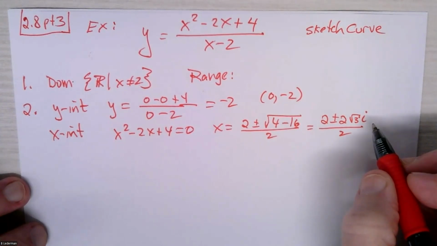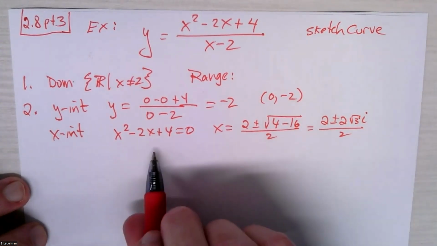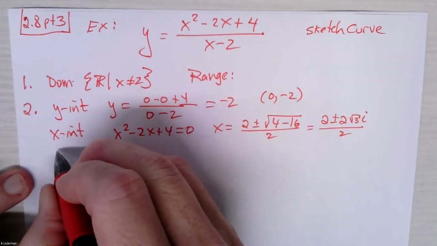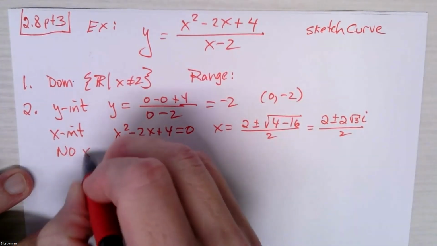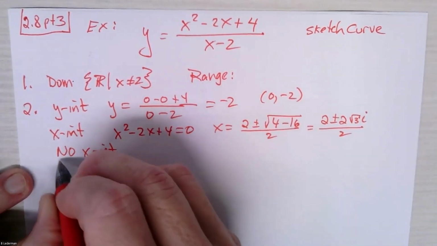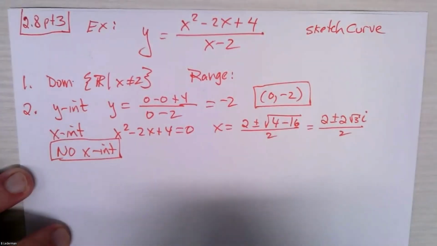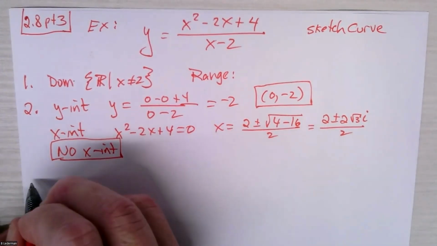When the zeros of this equation are imaginary, that means there's no real number that makes it equal to 0, which means there's no x-intercept. So the y-intercept is (0, negative 2), and there's no x-intercept.